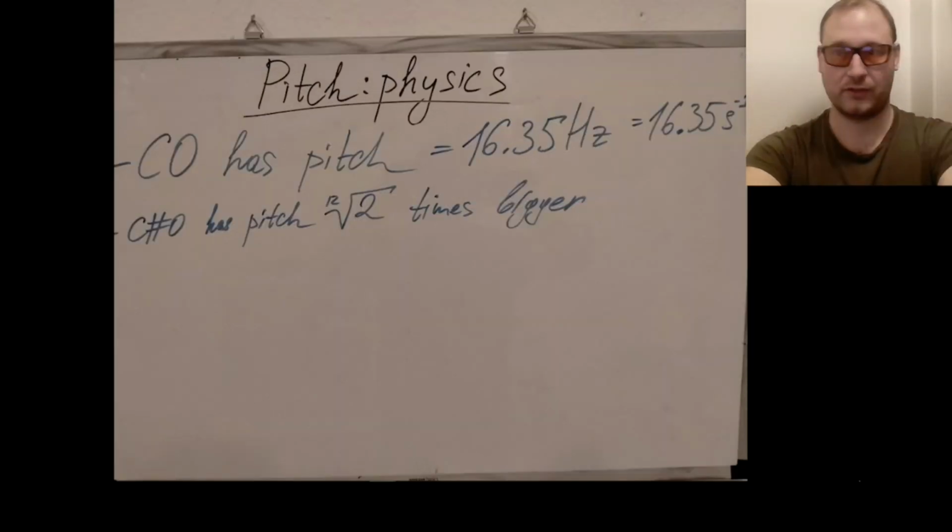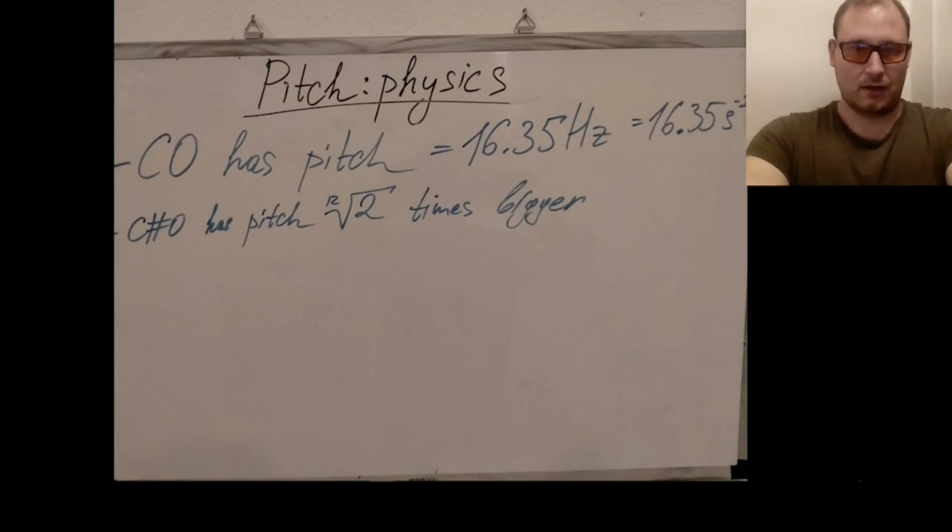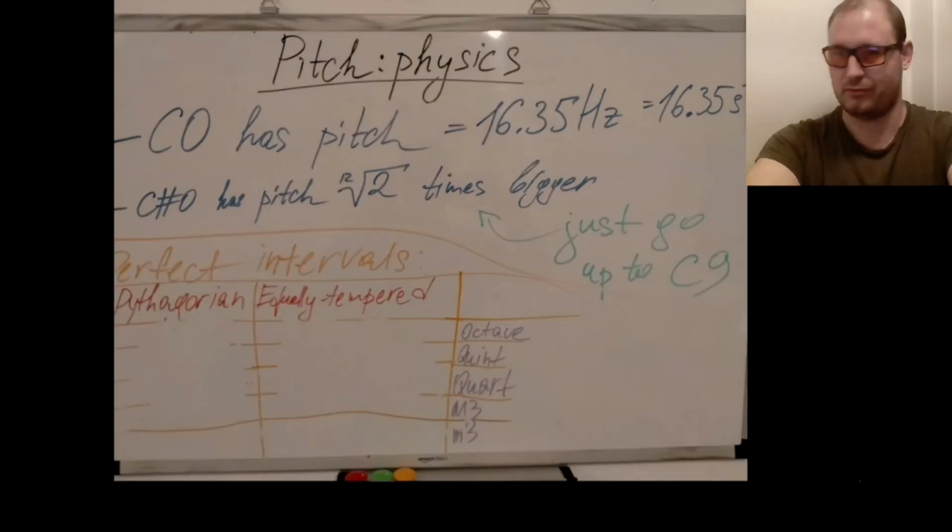Okay, and what can we do with that? We know that C of 0 octave has a certain pitch of 16.35 Hertz, which is 16.35 inverse seconds. C sharp of the same octave will have a pitch this times higher, and then you can go up to whatever note you want.